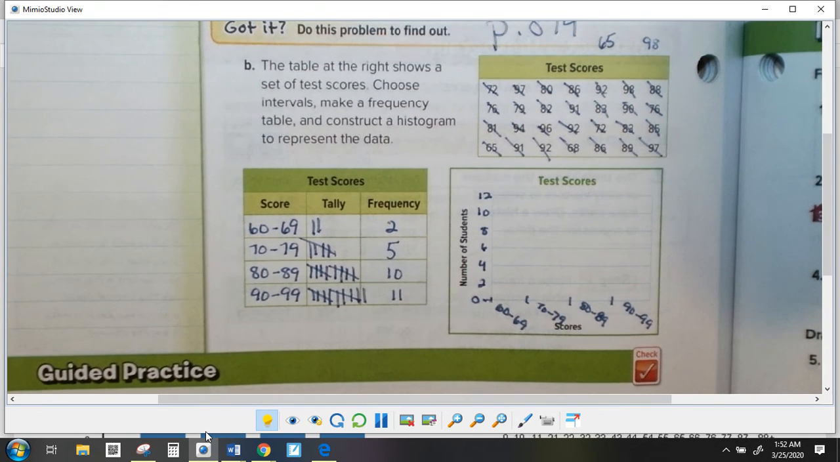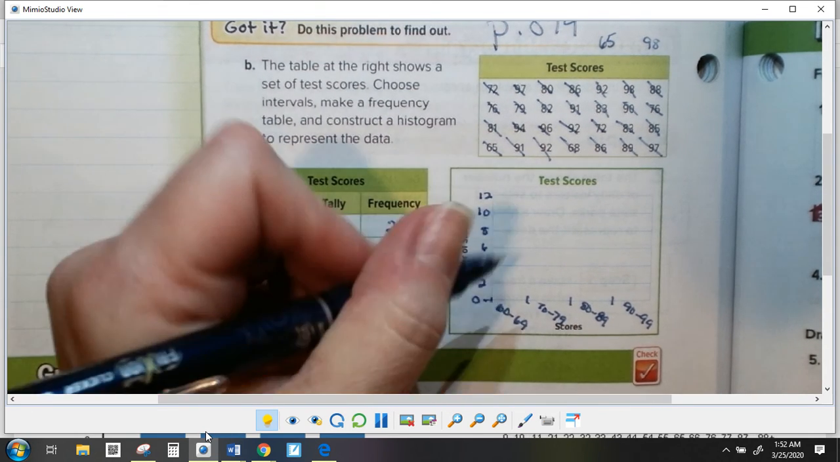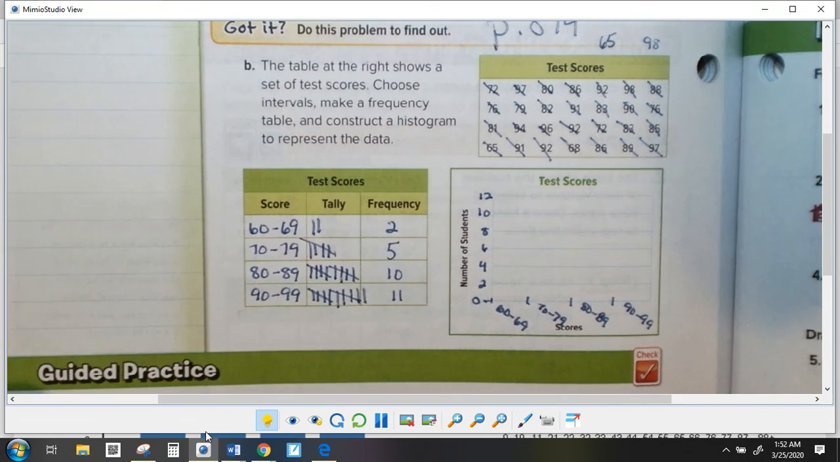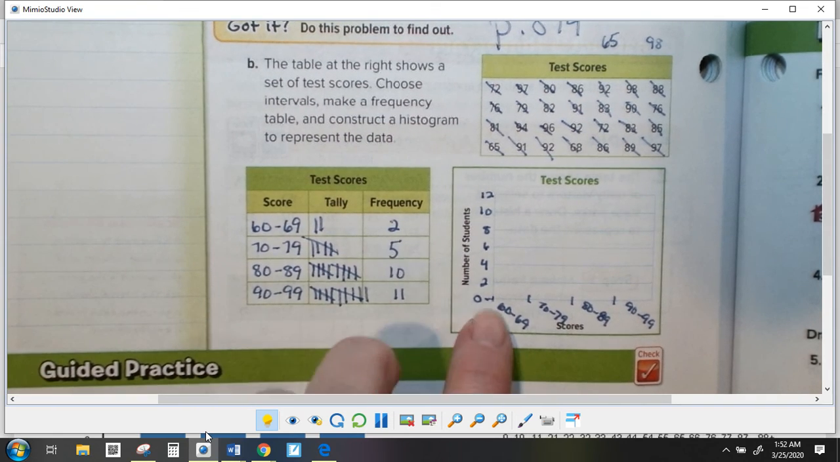I've covered everything I need to cover. Notice I'm counting by the same thing. That interval up the side is counting by 2. And the scale is from 0 to 12. I've chosen to show from 0 to 12.